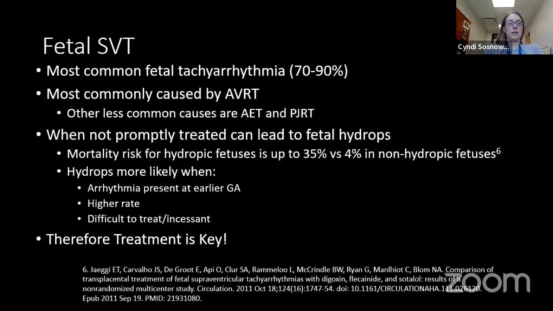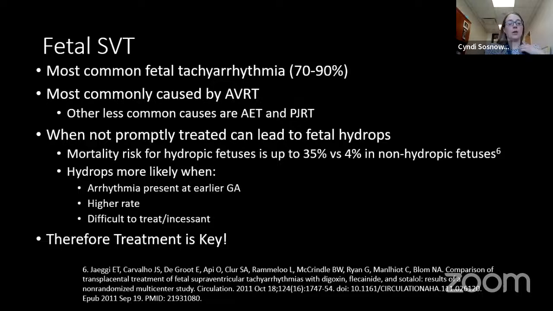And why it's important to treat SVT is, much like our pediatric patients, fetal patients can tolerate being in SVT for quite some time, a couple days, maybe even a week. But after a while, they can start to develop fetal hydrops. So you want to treat to prevent fetal hydrops, because there's a higher mortality risk for a hydropic fetus, which is as high as 35% versus 4% in a non-hydropic fetus with SVT.